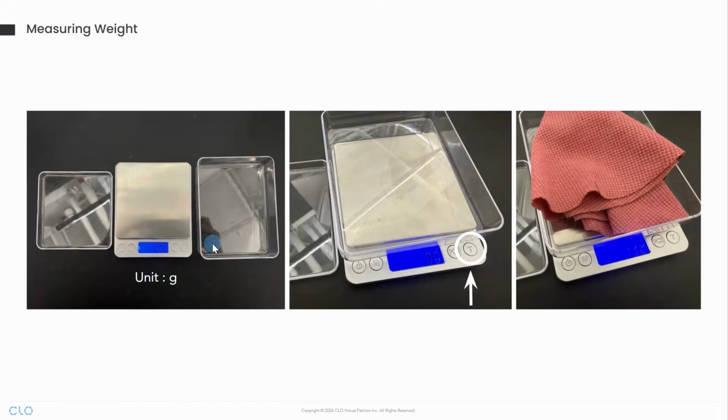Remove the two cases and set the unit to gram. If you have another scale on hand, you can use it to measure the weight. When measuring with the case placed on the scale, be sure to set the 0 point first.